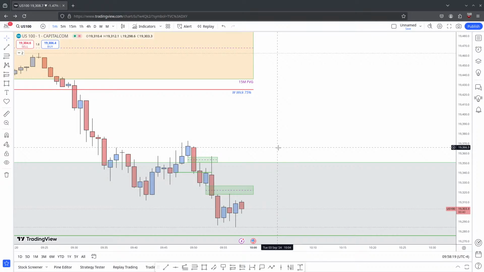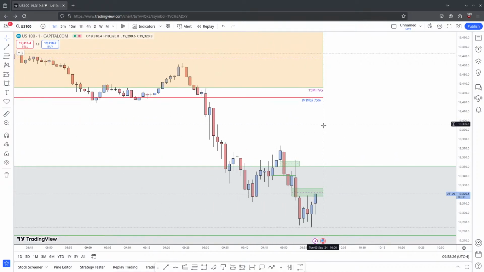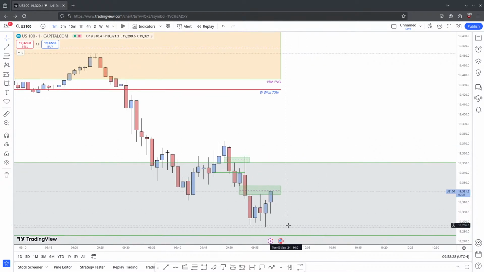So today I got it wrong. But we're preserving capital. So this is the takeaway here. We're not going to be impulsive.